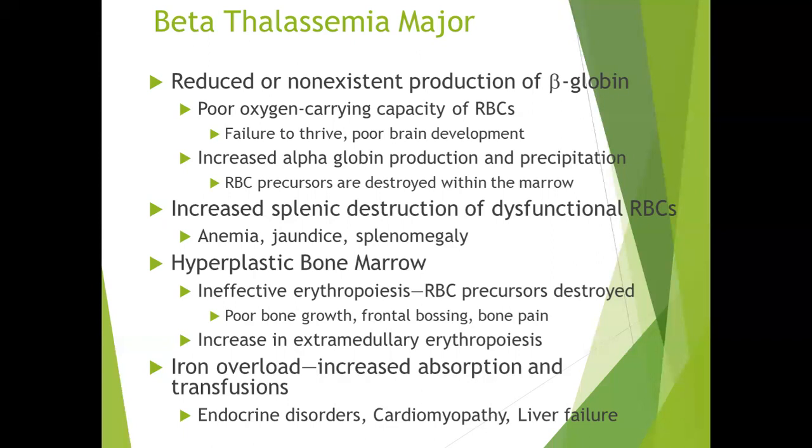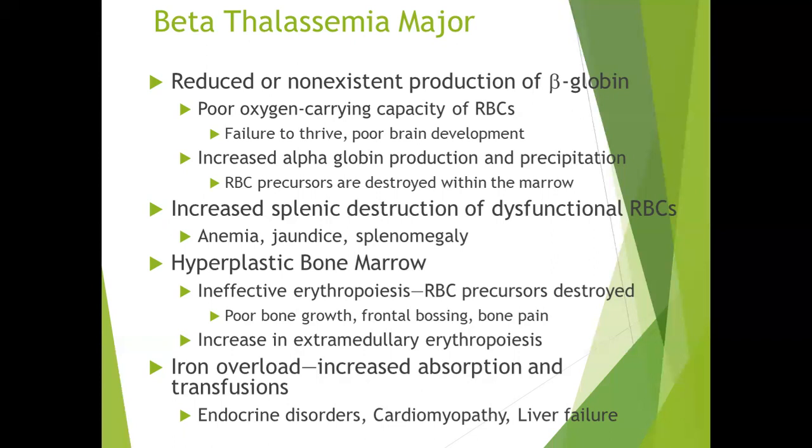And RBC precursors are destroyed inside the bone marrow, and there is poor bone growth, frontal bossing, and pelvic bone changes. And as a result of that, there is medullary increase, and extramedullary erythropoiesis also starts.